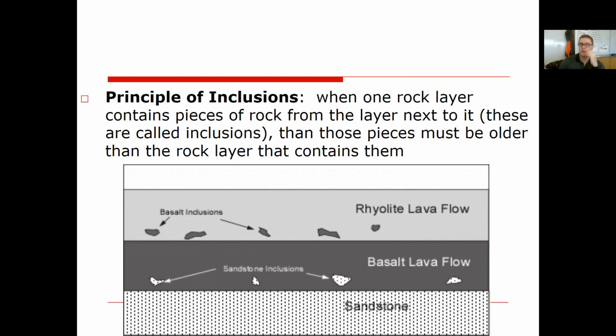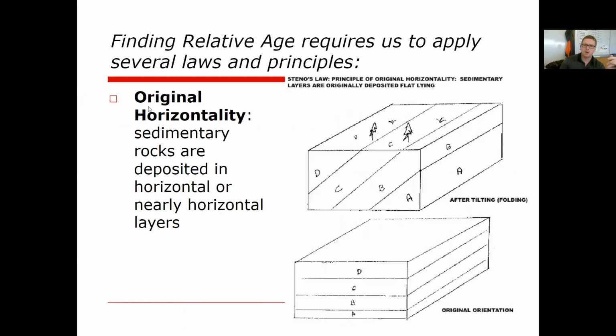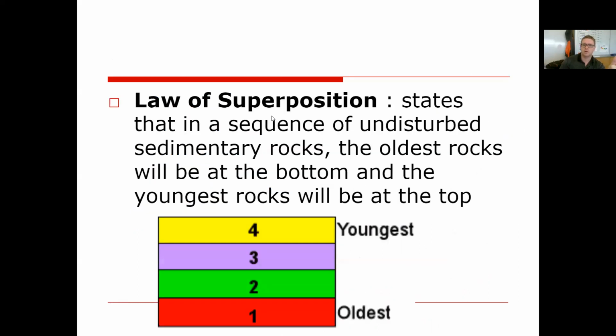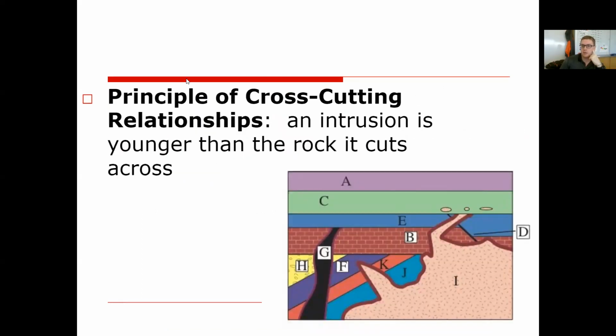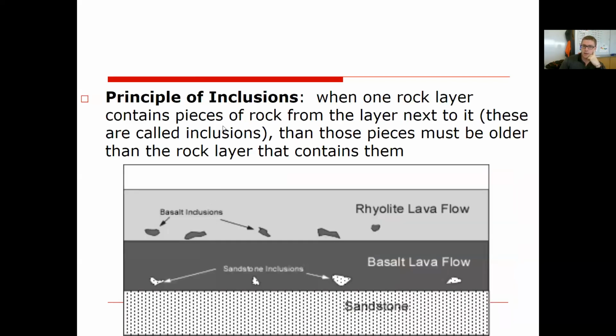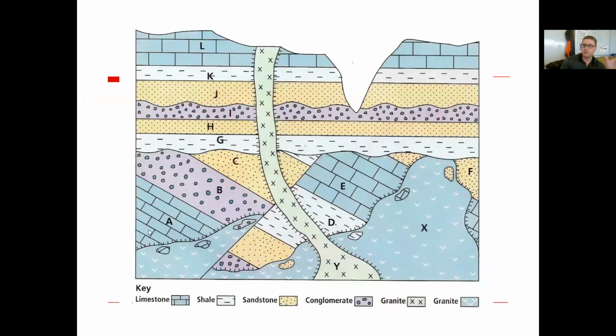So that's a lot of info right there, so let's rewind real quick. Original horizontality: layers are deposited flat. That's one. Law of superposition: old at the bottom, young at top. Principle of cross-cutting: intrusions are younger than the rocks they cut across. And inclusions: when we have those pieces, they must be older than the rock layer that contains them. So all of these principles are seen in this picture here.